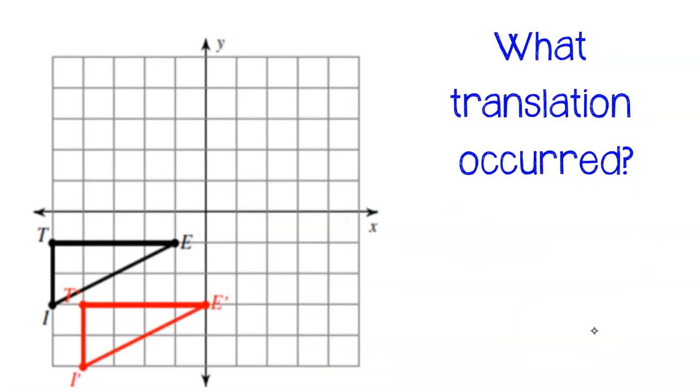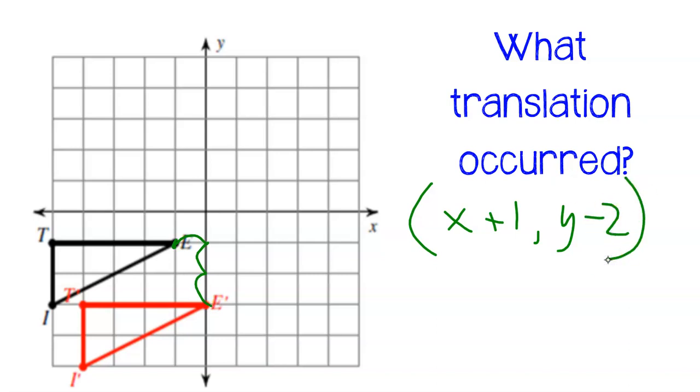Remember, triangle ETI is the original, and E prime, T prime, I prime is the new figure. Now remember, you can't translate diagonally. So we need to count left and right, or up and down. So let's go left or right first. We'll start at our original, and we'll travel 1 unit to the right. Remember, right is adding. Now let's write the effect on our y-coordinate. 2 units down. And that's how you write the translation. You could also write it like that.